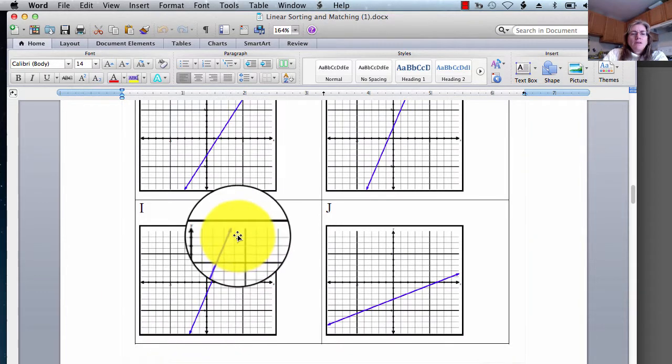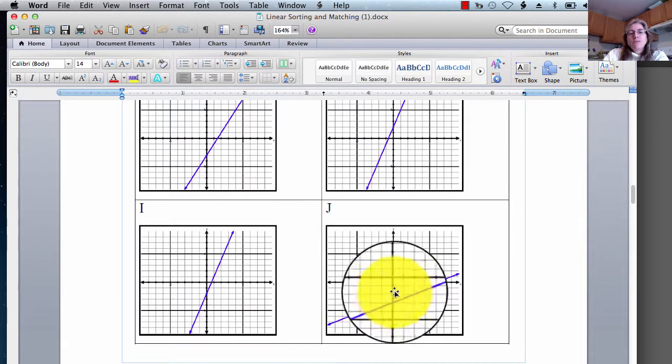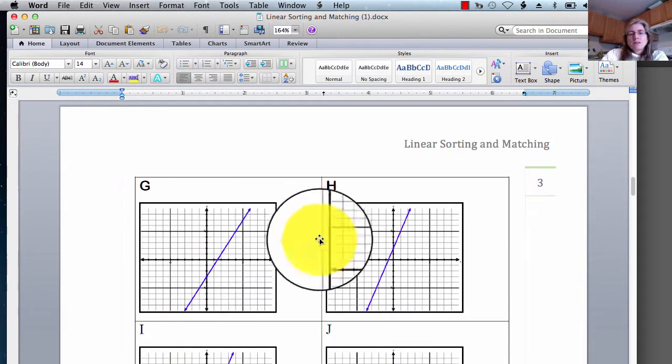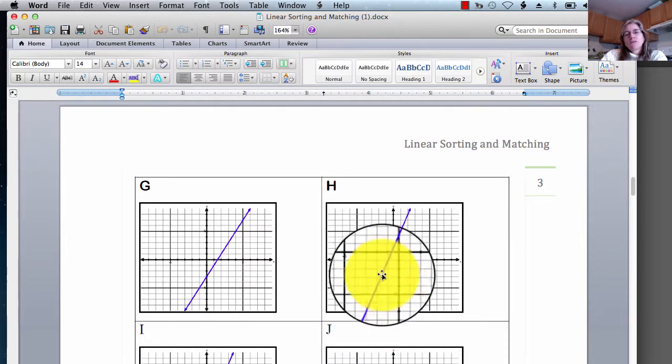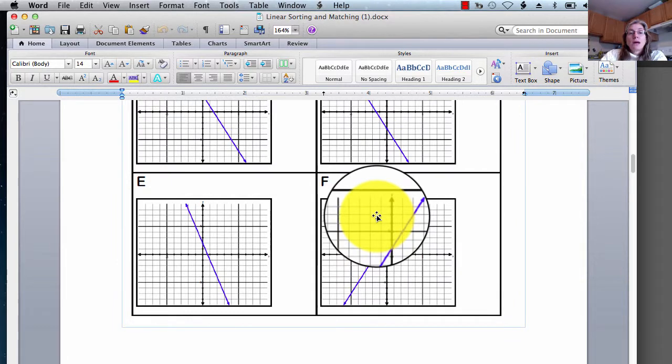This is a positive because that's going up from left to right. This is up from left to right. That's positive slope. This is also a positive slope. So none of those fit the description we just read.